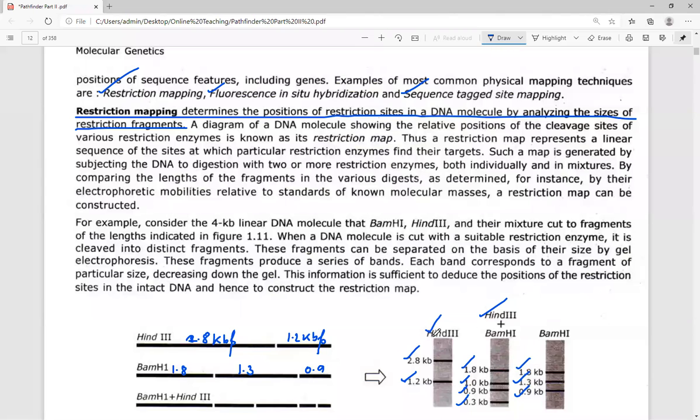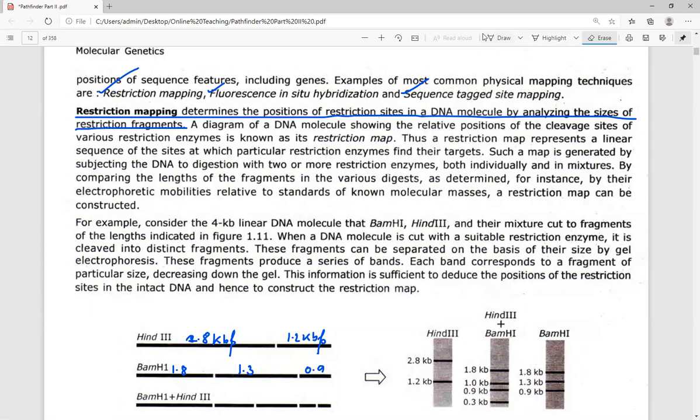And BamHI and HindIII. When you cleave with both BamHI and HindIII, how many fragments will be produced? See, the 1.8 kilobase pair fragment is intact. This fragment remains intact. I am just labeling those two fragments. I have already completed this one. I am just comparing both of these.